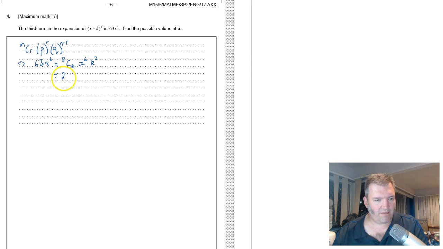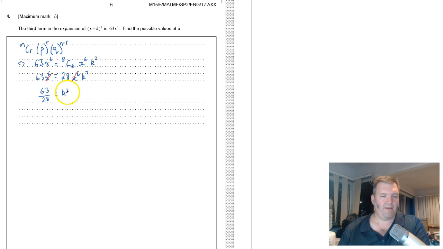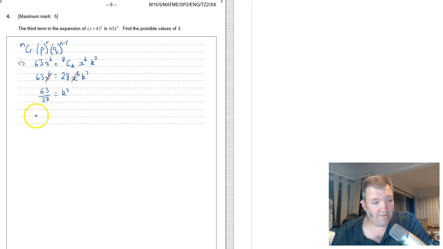But we've got it there, so that's 28x^6 k^2, and that's 63x^6. We can do a little bit of cancelling here, can't we? Those x^6s are going to cancel, and I have 63 divided by 28 equaling k^2.